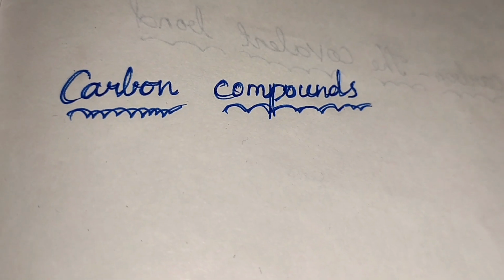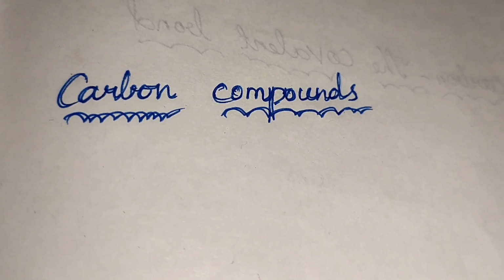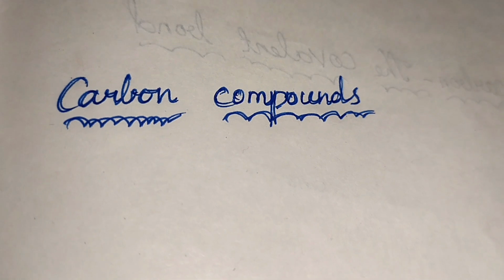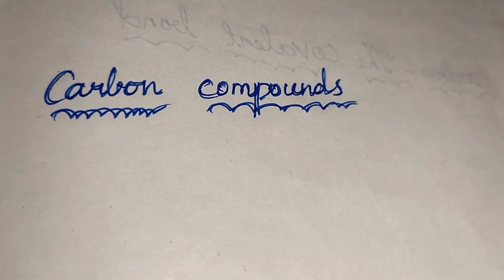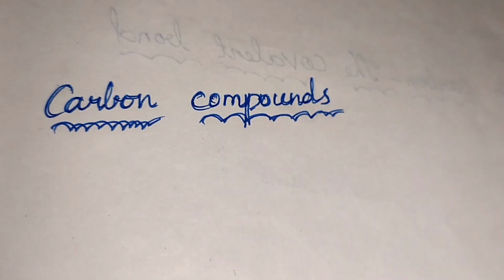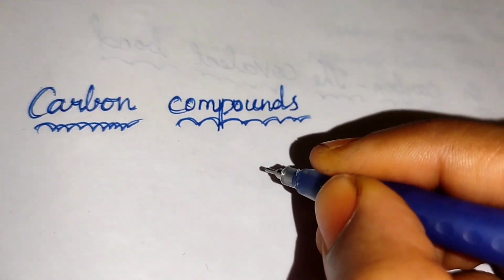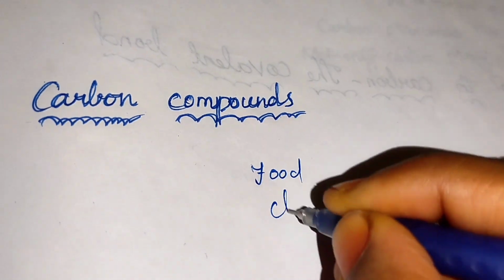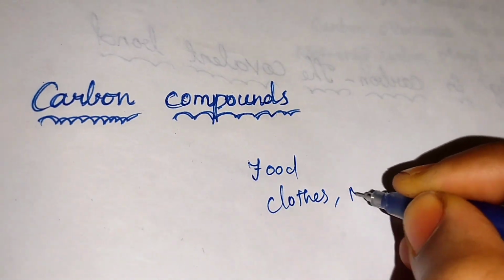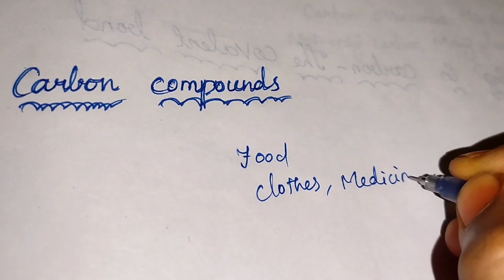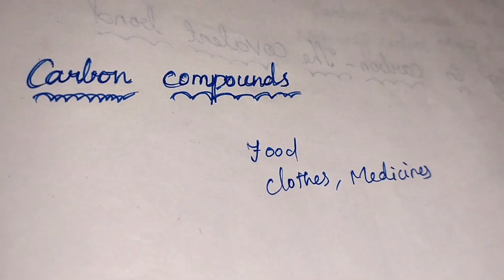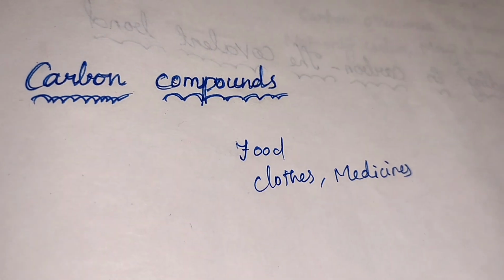Most of the things in living structures are based on carbon. For example, food, clothes, medicines, etc. So most of the living structures are based on carbon.